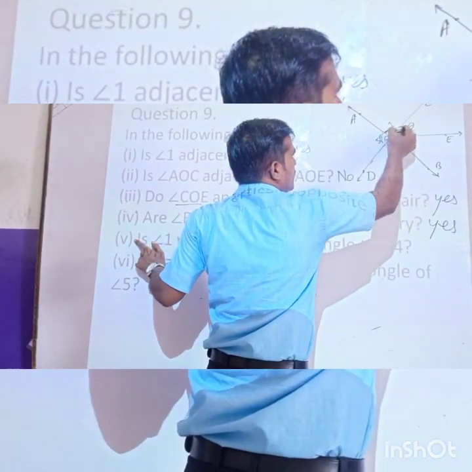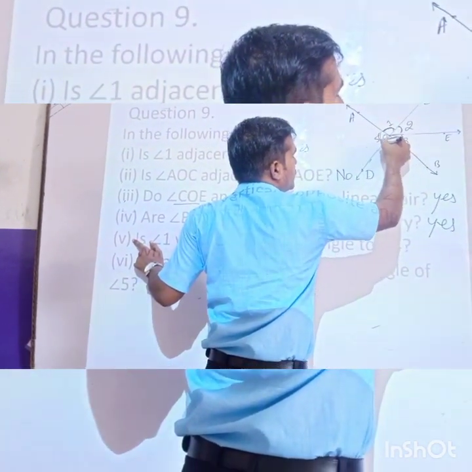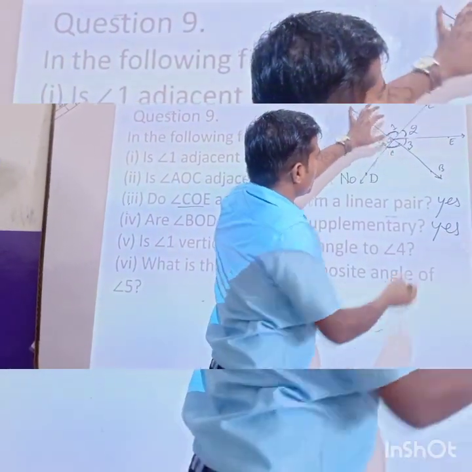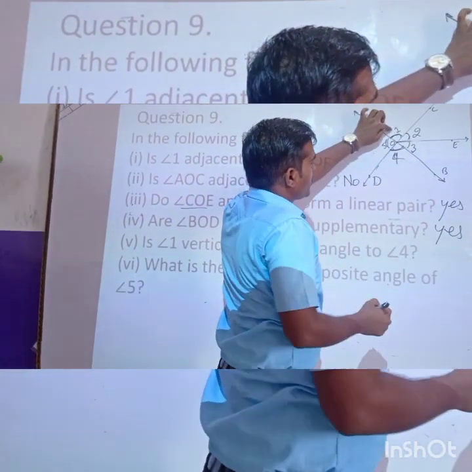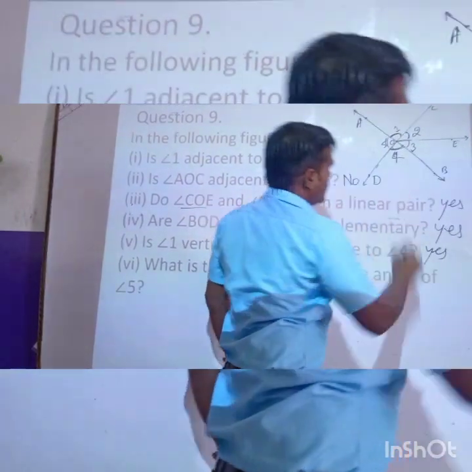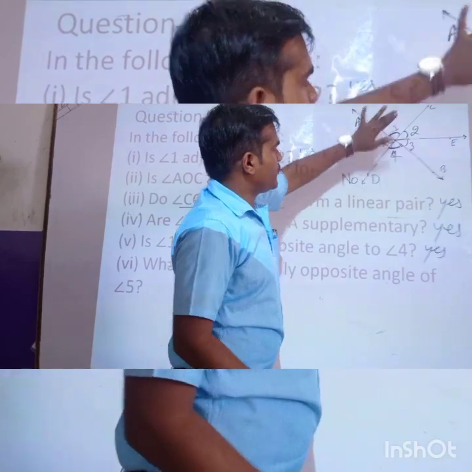Now, is angle 1 vertically opposite to angle 4? Yes, angle 1 and angle 4 both are vertically opposite. So what will you write? Yes, angle 1 is vertically opposite to angle 4.